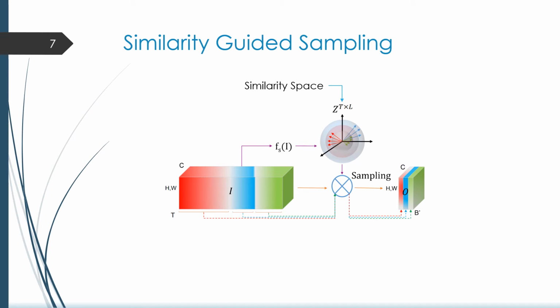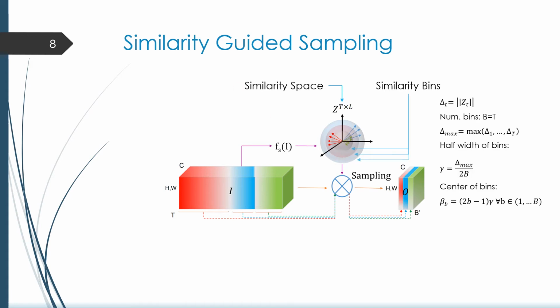To learn the similarity of the feature maps, we map each feature map I_t into an L-dimensional similarity space using the function F_S, which is a simple neural network with two linear layers. After mapping, each input temporal feature map is represented by a z_t vector in the L-dimensional similarity space. To group similar feature maps, we use the magnitude of each vector z_t, and we consider two feature maps similar if the value of delta_t lies inside the similarity bin.